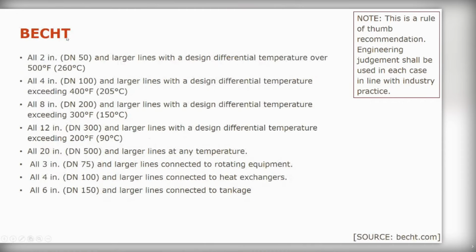And then another very well respected consultant, Bert. That's their view. Again, it's very similar to the one before. So basically, where there's temperature and the larger the pipe diameter, the lower the temperature at which they would recommend you should be doing pipe stress analysis. And also, any lines above DN75 connected to rotating equipment, any pipes above DN100 connected to heat exchangers, and anything over 150 connected to tanks. So again, that's kind of the guide. Bear in mind that a lot of times it's not the pipe that's going to fail, it's the nozzles to which they're connected that will be pushed and broken.